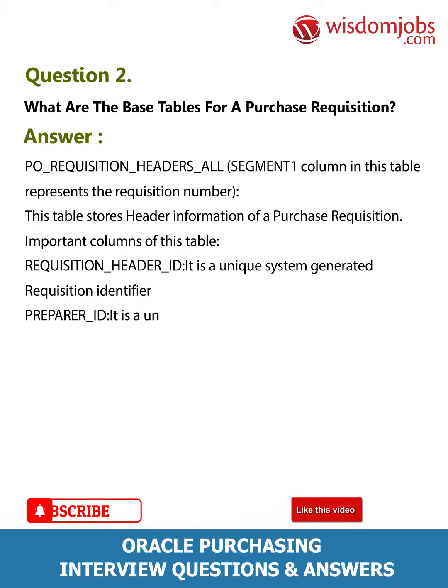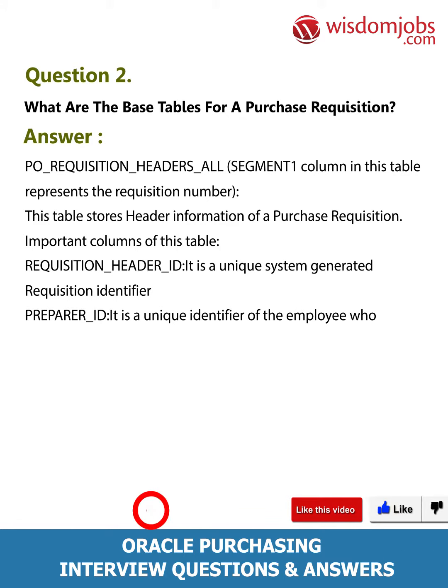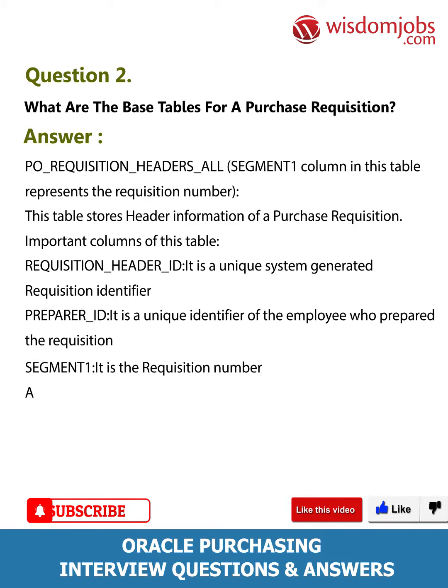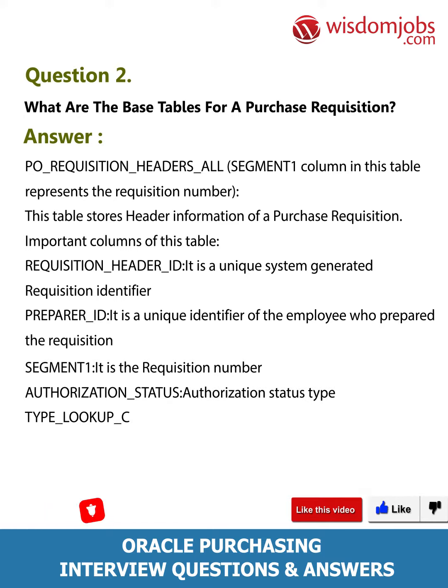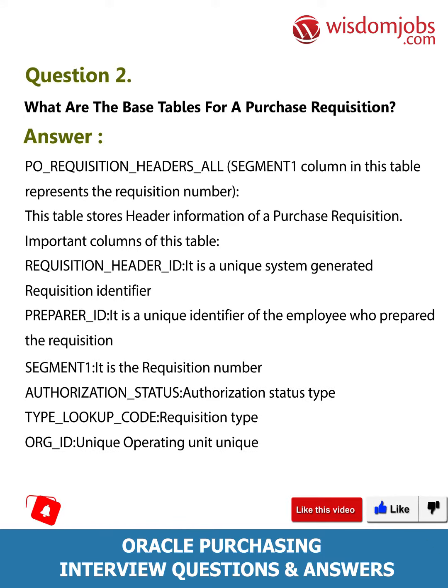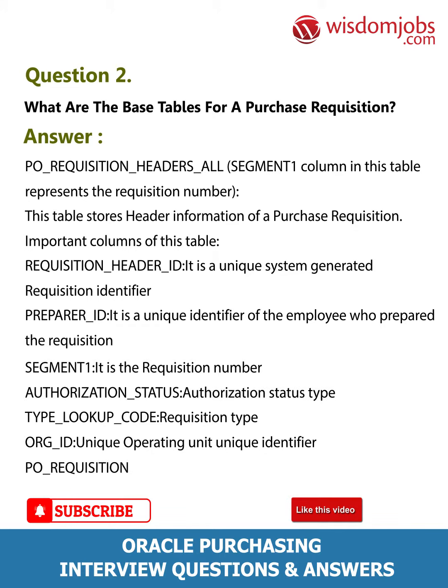PREPARER_ID. It is a unique identifier of the employee who prepared the requisition. SEGMENT1. It is the requisition number. AUTHORIZATION_STATUS. Authorization status type. TYPE_LOOKUP_CODE. Requisition type. ORG_ID. Unique operating unit identifier.